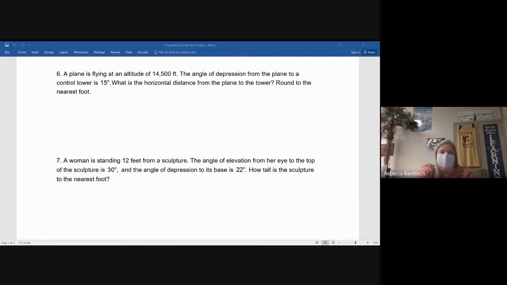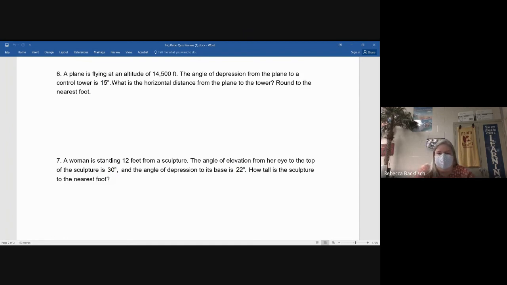Okay, the next one here, just to show you another one like this, says a woman is standing 12 feet from a sculpture. The sculpture's taller than her. The angle of elevation from her eye to the top of the sculpture is 30 degrees. Okay, so this is 30 degrees. The angle of depression to its base. Oh no, we have to go down too. We have to do these both. So this is kind of a complicated problem.